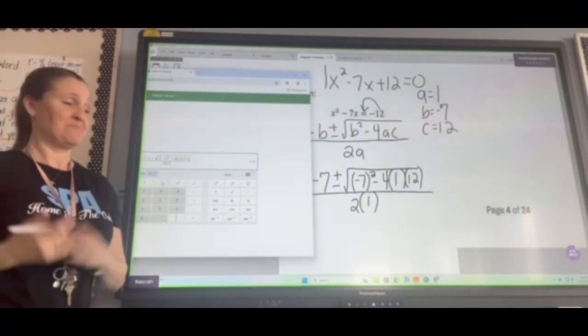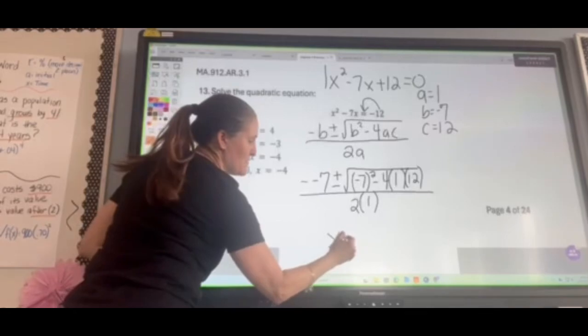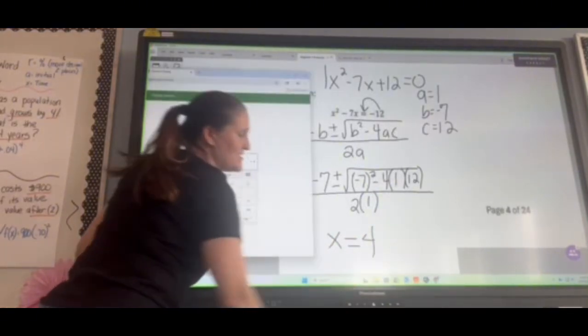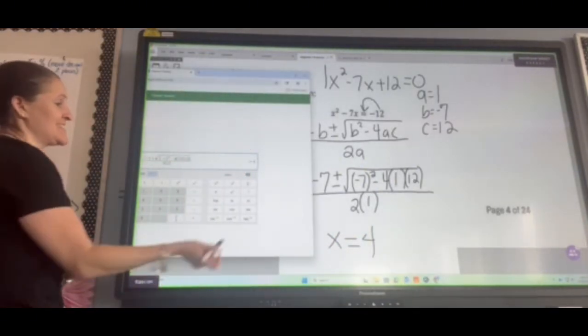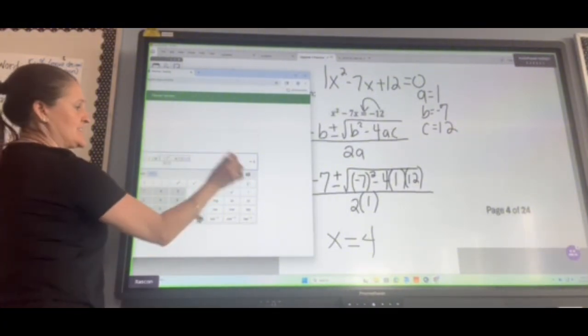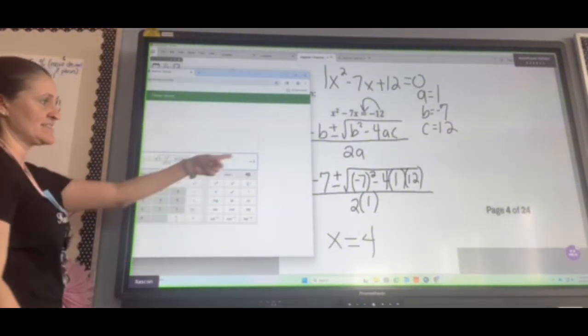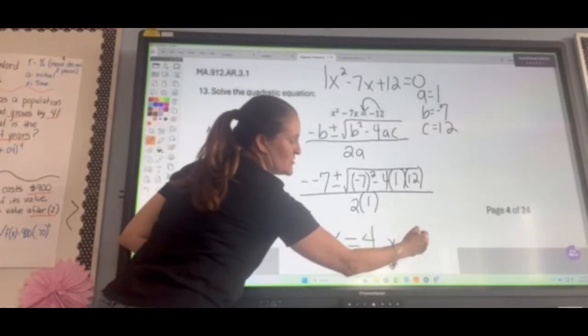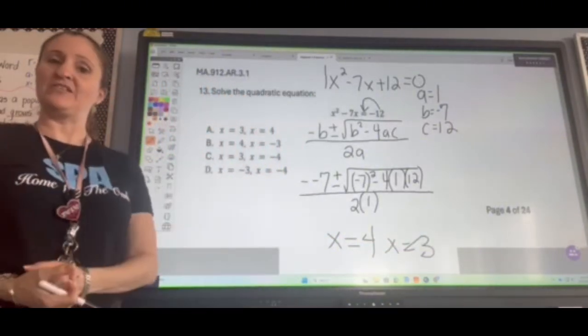My answer is 4. So x equals 4. So there's one of my solutions. But I'm not done because now I have to do the minus. Instead of clearing it and doing it all over again, simply go where the plus is, take it off, put the minus, and it tells me that x equals 3. Those are my two solutions.